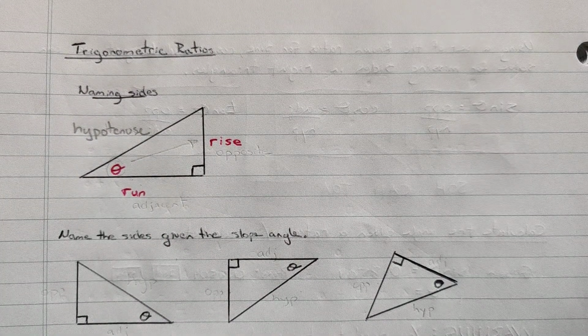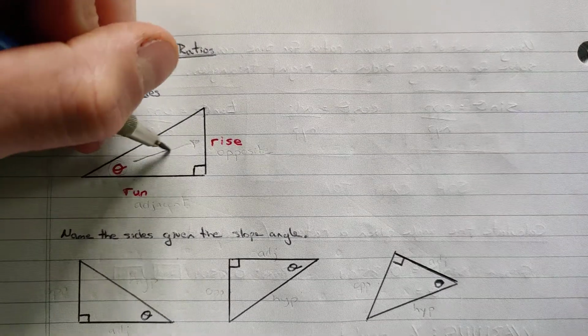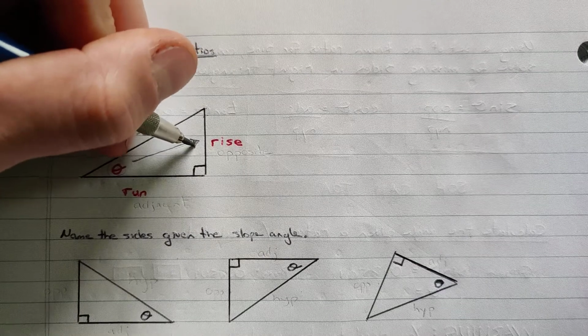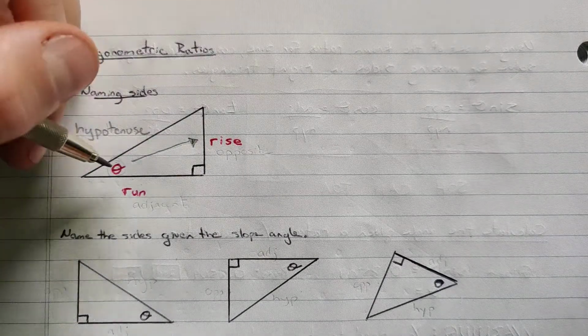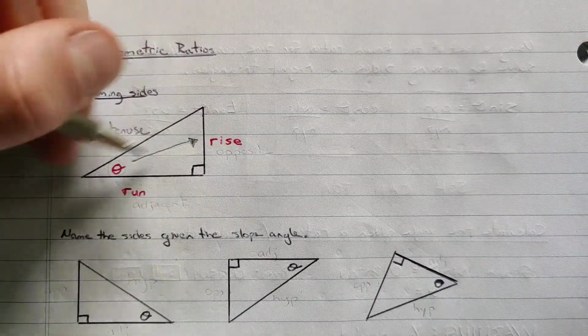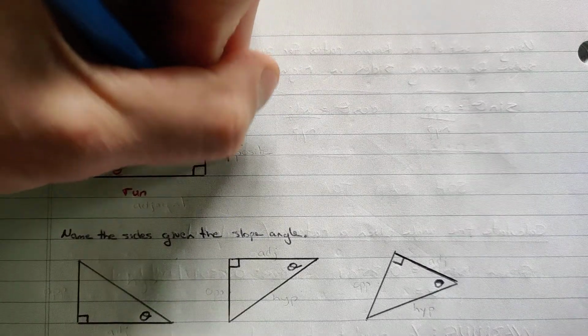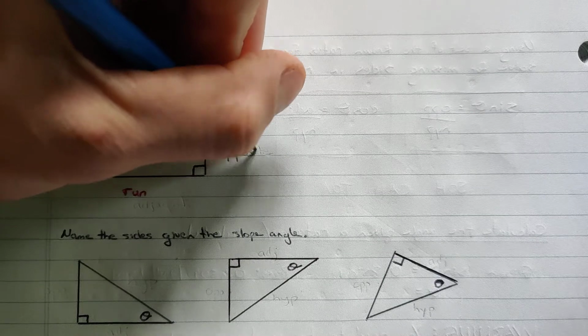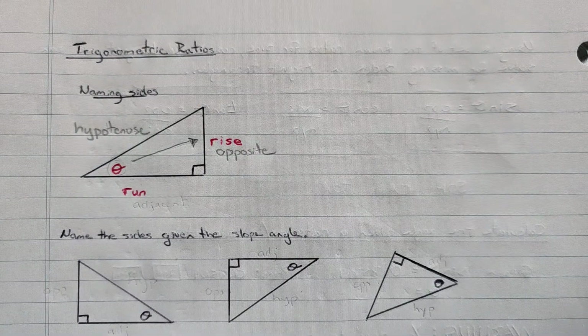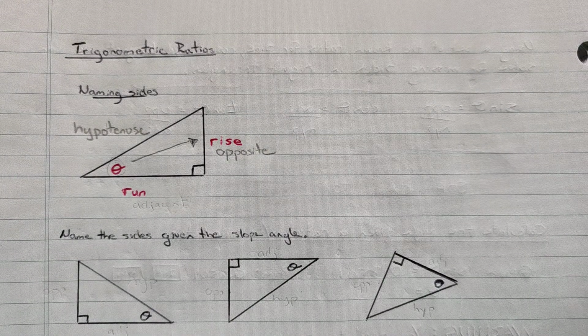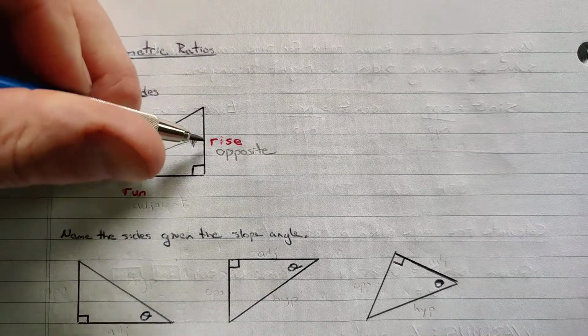Now, if you recall the rise and run, we said the rise is always opposite the angle that we're working with. So this is opposite. It's the furthest side away. Okay, the rise is the furthest side away. It's opposite. So we call it the opposite side. In trigonometry, we use the term opposite, meaning the furthest side away, the rise.